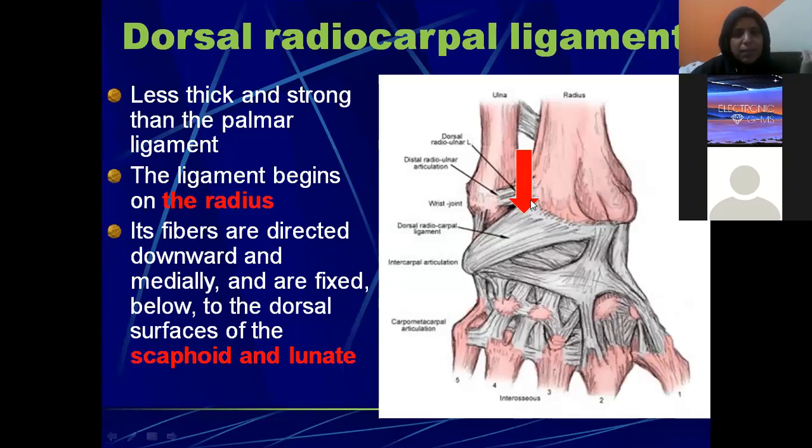The ligament is beginning at the lower end of the radius bone. Expanded one is radius. Fibers are again directed downwards. They are coming towards midline, that's why medially, and they are getting attached to scaphoid and lunate.